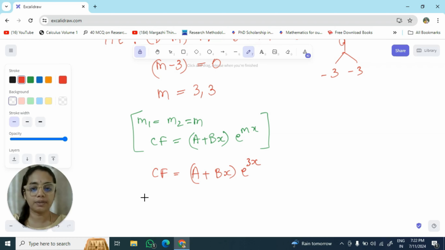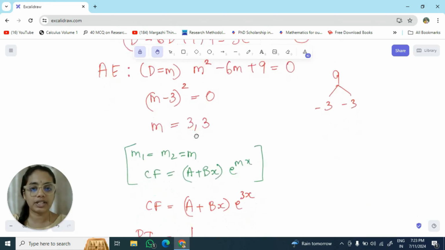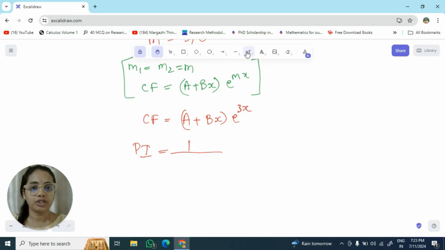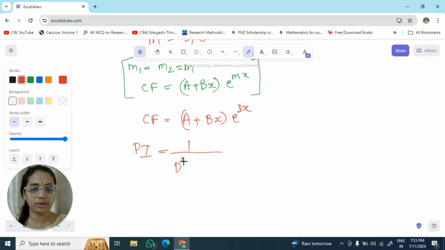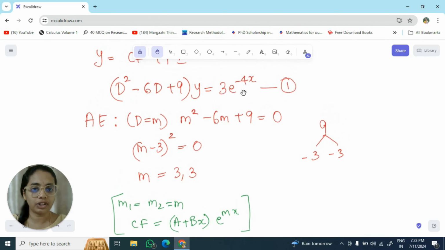Now the next step is to find the PI. What did we just study? We studied that for finding PI, that is the particular integral, write 1 divided by f of D. What is f of D in our given question? It is D square minus 6D plus 9. So let us write it down: D square minus 6D plus 9 into what do we have on the RHS?